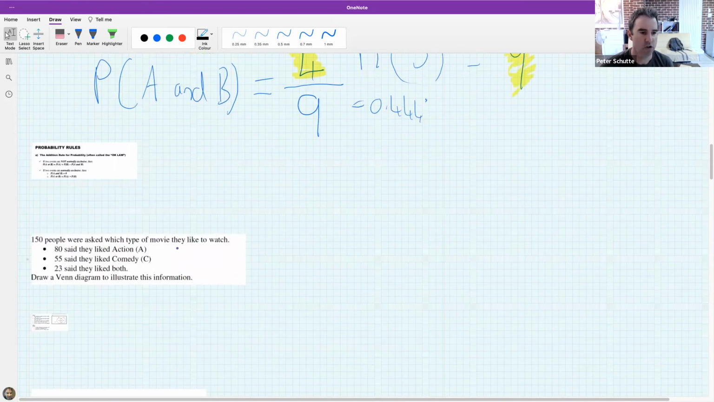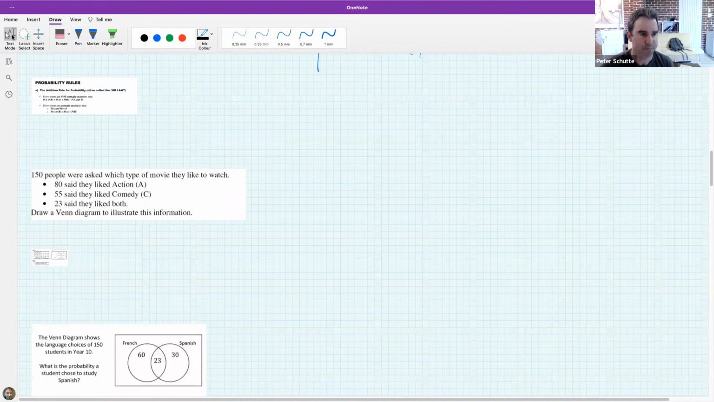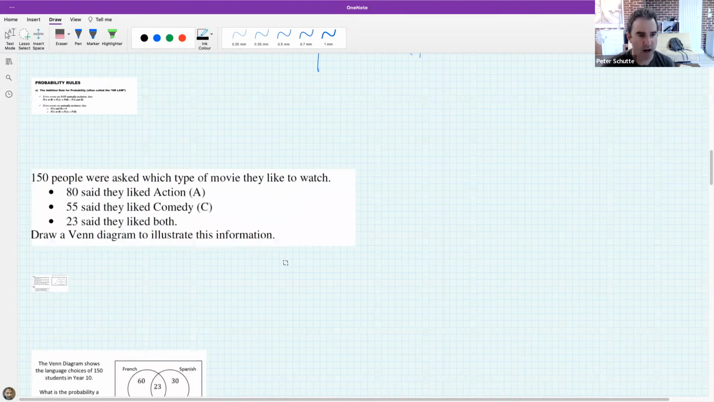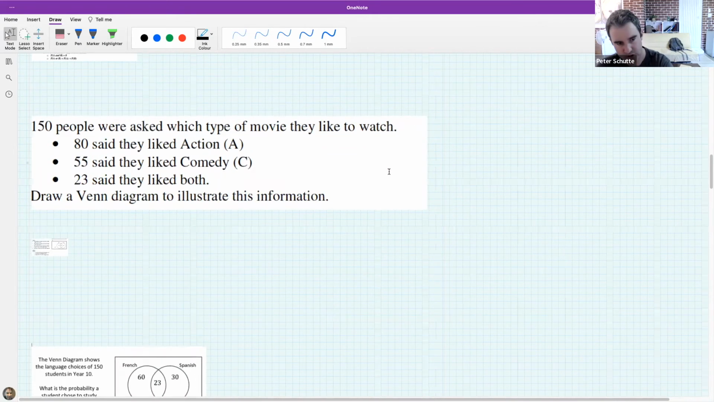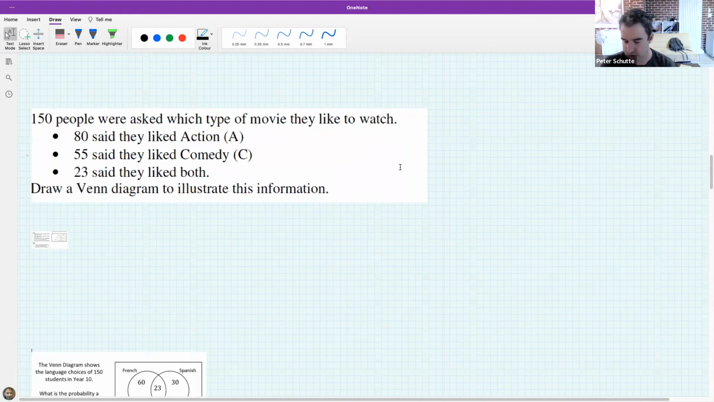Let's try and do one like this. I want you to draw a Venn diagram to illustrate this information. The tip I'll give you is that when you draw it, start with the innermost part of the Venn diagram. It said here 23 said they liked both items in this question. Let that 23 be your anchor. Okay, off we go. Let's draw this Venn diagram as best we can. And when you're done, just say done in the chat.